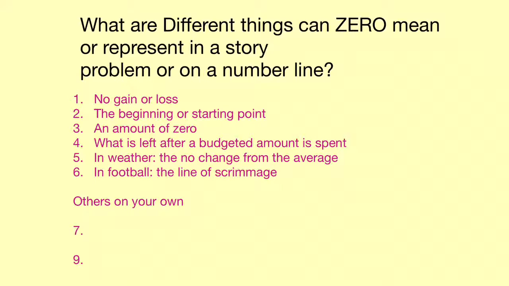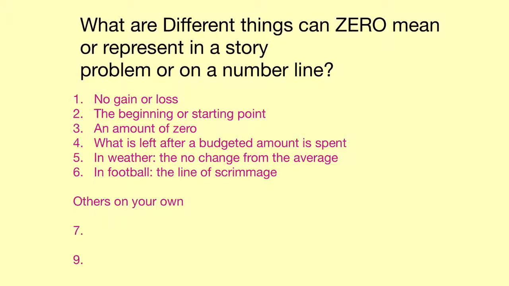If a story problem talks about a budget, you have $53 budgeted to buy something. When it's all spent, we're at 0 on the number line. If you would happen to overspend your budget, spent more than you were allowed, then you would move to a negative number on the number line.